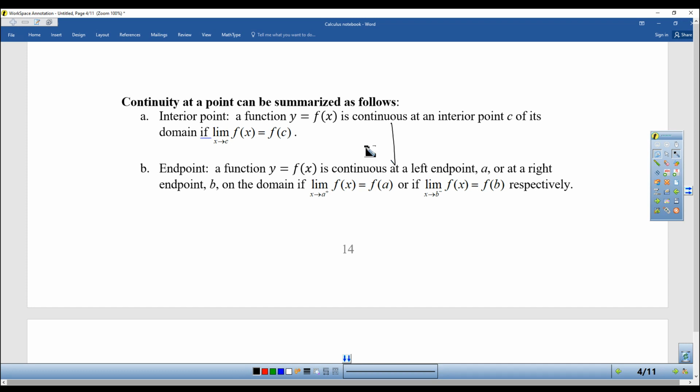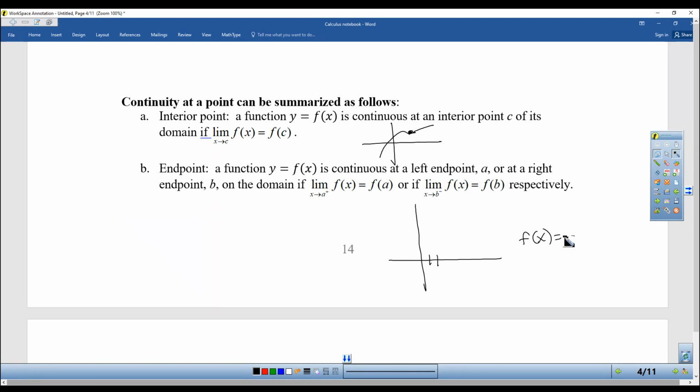This is literally what we just talked about. If the limit is the same as the function value, you're good to go. But then, just because they're mathematicians, they like to make everything all perfect and clear. Somebody might say, well, what if it's an endpoint? What do we do there? There's no limit from the left. It is a good point.